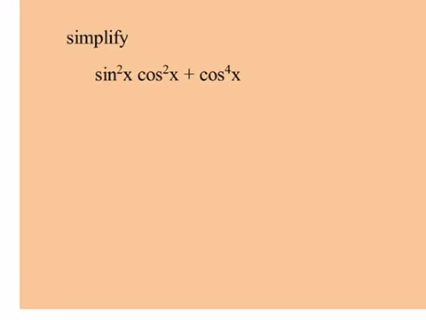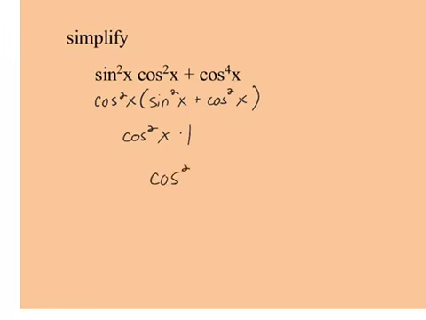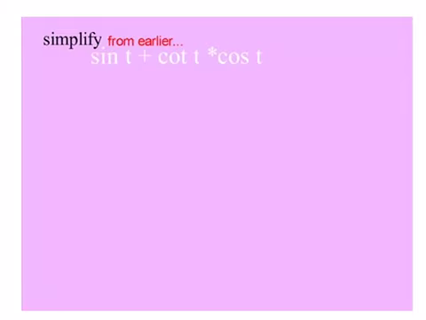You'll use those identities in problems like this. If I simplify this, I can begin by factoring out cosine squared. But wait, I recognize this. This is the same thing as 1. So my simplified answer is just cosine squared.